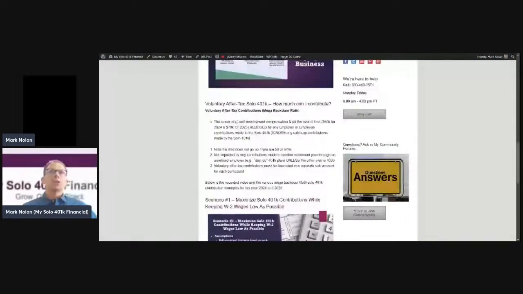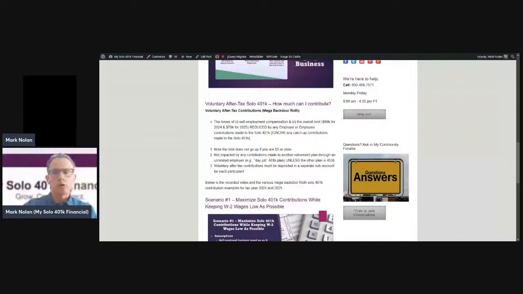Also, your voluntary after-tax solo 401k contributions are not impacted by your daytime employer 401k contributions. For example, let's say you also work for a daytime employer such as Amazon, and you participate in Amazon's 401k and you max out the contribution to that Amazon 401k plan for 2024, for instance, with the limit being $69,000. Excuse me, for 2024, the limit is $69,000.